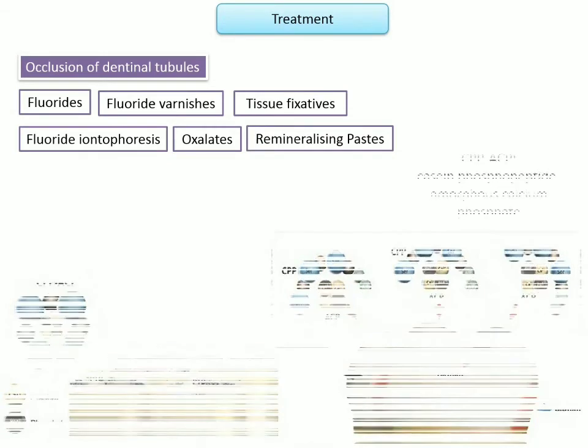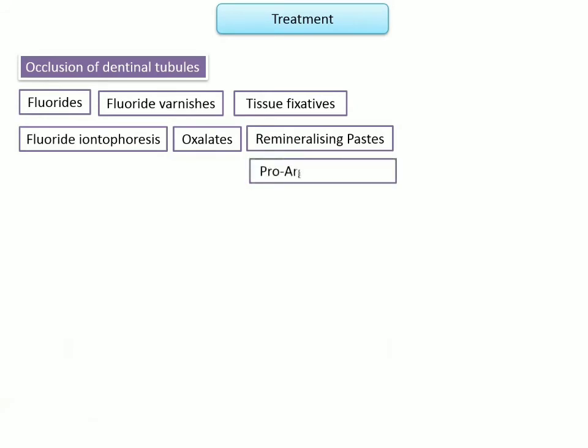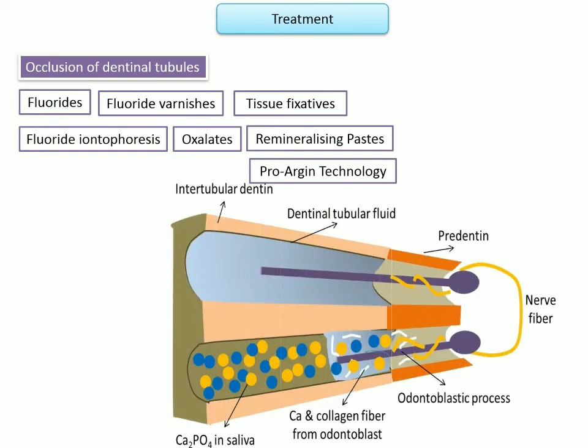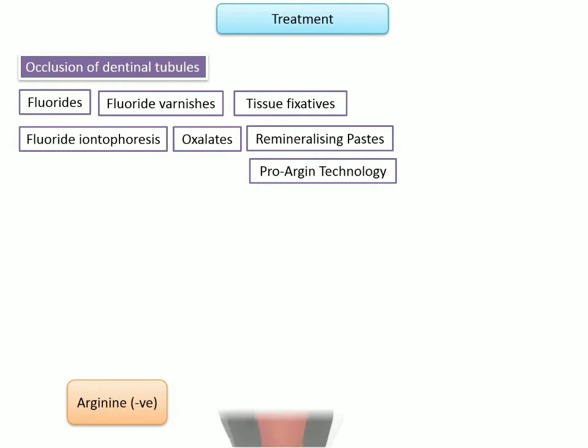Now coming to Pro-Argin technology. In 2002, Kleinberg developed a material to reduce sensitivity based on saliva's natural role in reducing sensitivity. We saw in the mechanism section that saliva provides calcium and phosphate, which over time occlude open dentinal tubules. Pro-Argin technology was developed based on this role that saliva plays in naturally reducing hypersensitivity. The Pro-Argin formula contains arginine, which is an amino acid found in saliva. The positively charged arginine binds to the negatively charged dentin surface. This attracts a calcium-rich layer from the saliva to infiltrate and block the dentinal tubule.